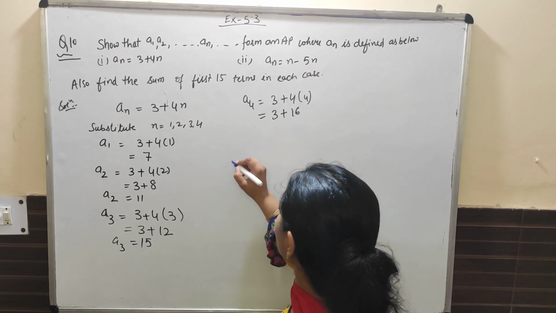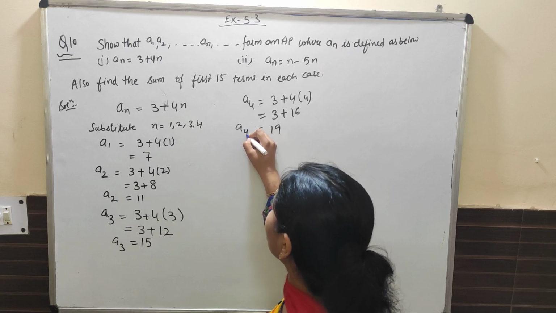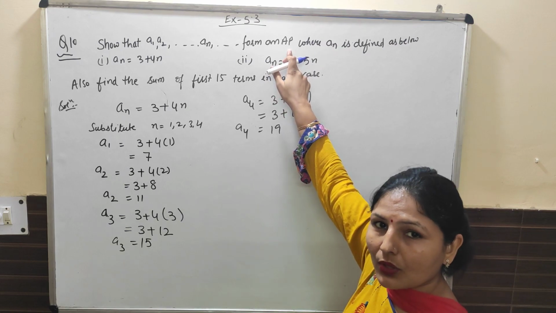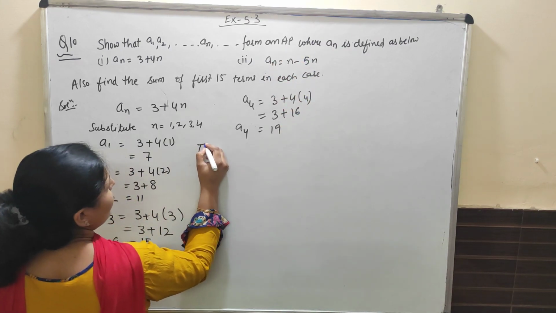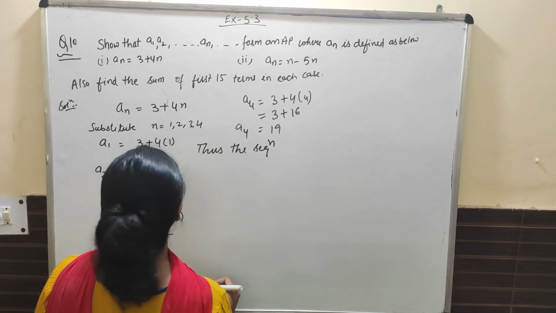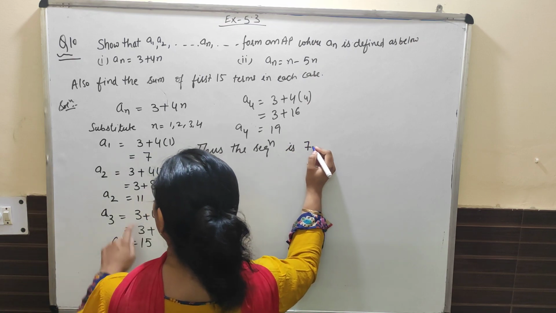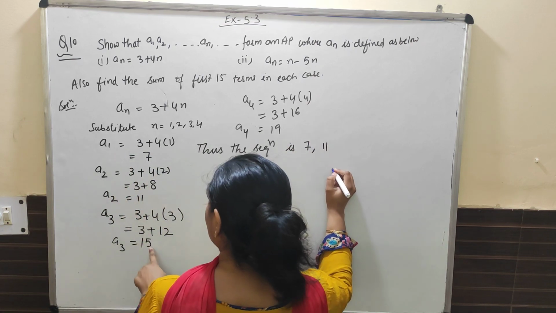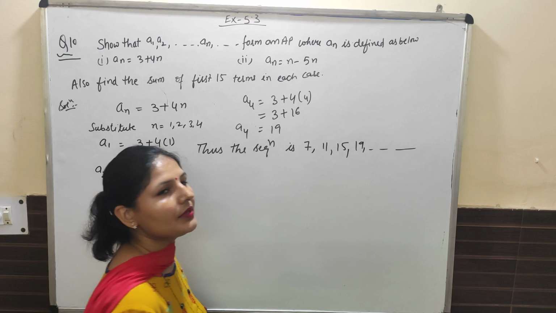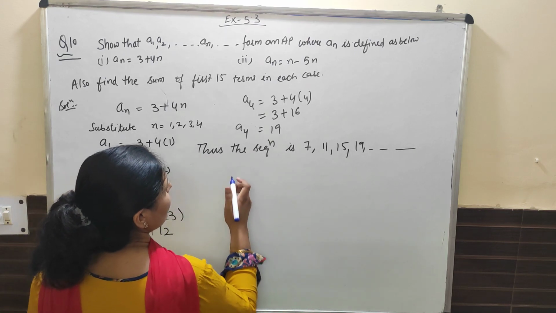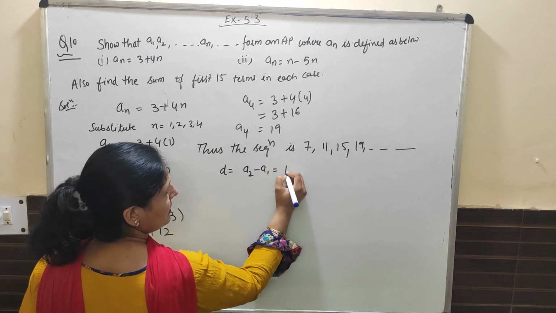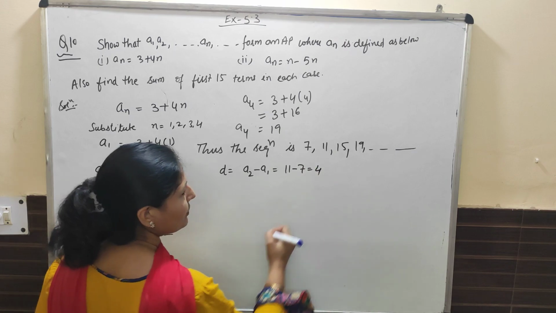We get 16, 19. Now we have to prove whether this sequence forms an AP or not. Thus the sequence will be, हमारी sequence क्या form होगी बेटा वो देखें. Thus the sequence is 7, next term 11, next 15, then next 19. ये हमारी सीक्वेंस है. Then we have to find A2 minus A1, which is 11 minus 7 is equal to 4.